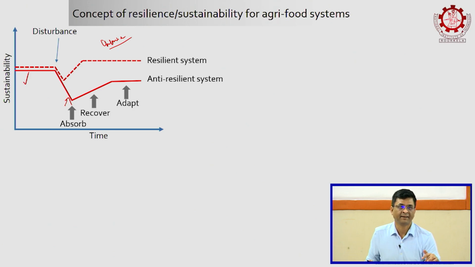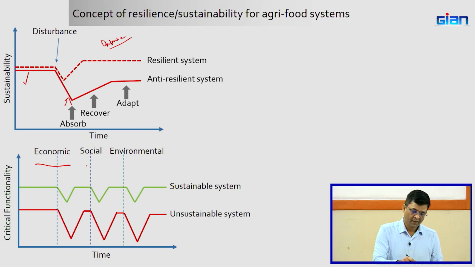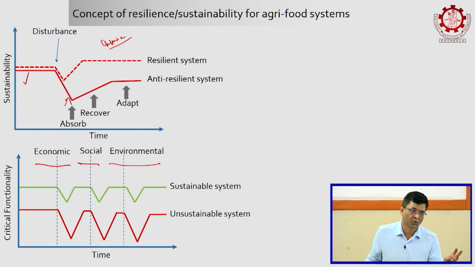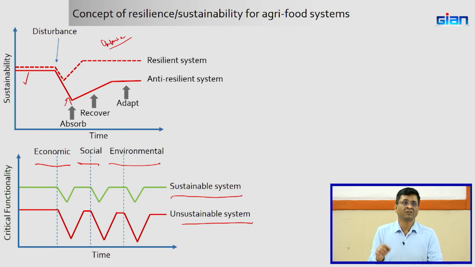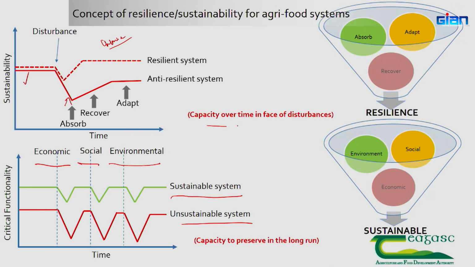Is it clear? Now, if this disturbance becomes economic, social or environmental over time, these can be economic disturbances, social disturbances or environmental disturbances over time, that makes it a sustainable or unsustainable system. Because the food system is not based on a paper cup or a plastic cup, but on multiple subsystems. So if you define resilience, it is the capacity over time, in the face of disturbance, to absorb, adapt and recover.